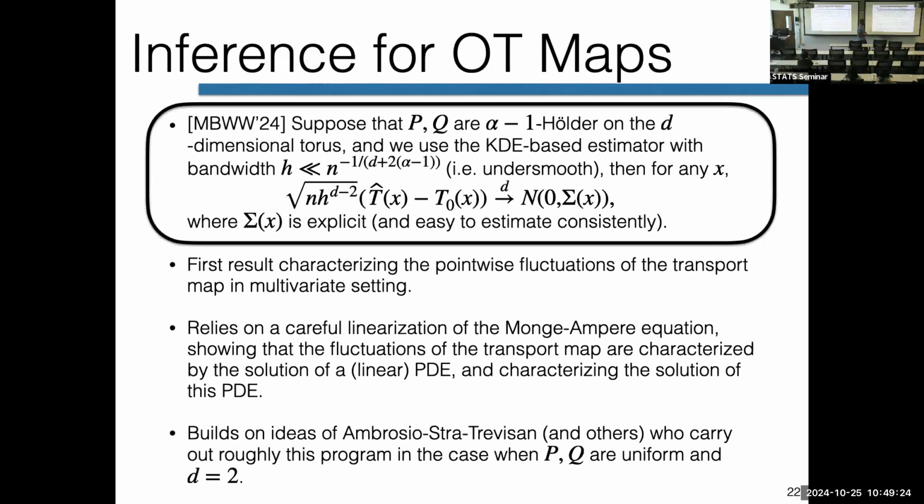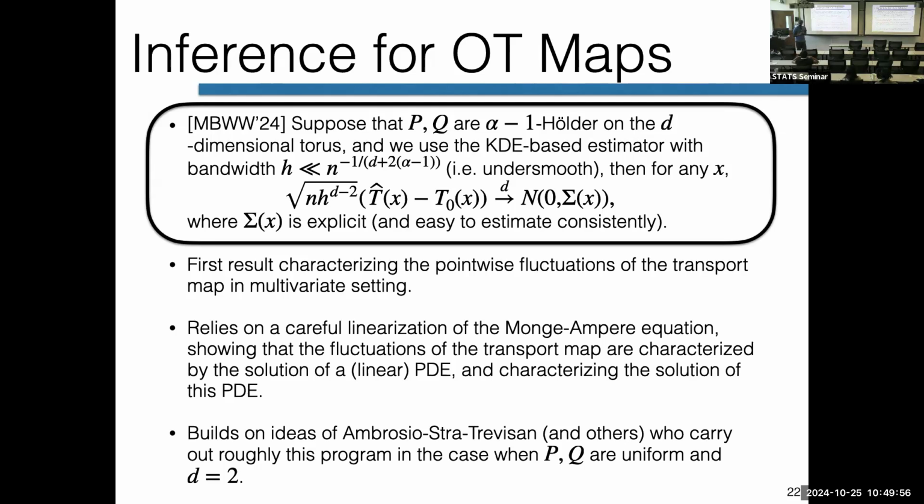This program itself comes from people in pure probability, who have often cared about the case when P and Q are uniform, and this is then called the Euclidean matching problem. In this case, people have tried very hard to understand the asymptotics of these transport maps. We basically try to extend their ideas to the case when you have more than 2 dimensions, under some appropriate smoothness.